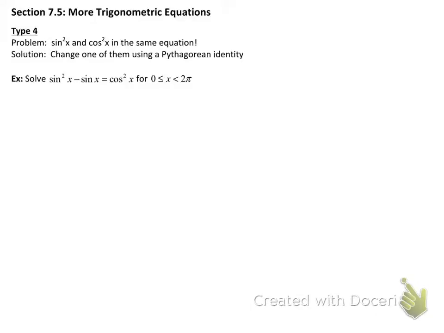Section 7.5 are more trig equations. We are going to follow the same type of problems that we did in 7.4. However, we're just going to use some of the identities. So if we have sine squared or cosine squared in the same equation, then one of them needs to change using the Pythagorean identity. And you know which one to use based off the linear term.